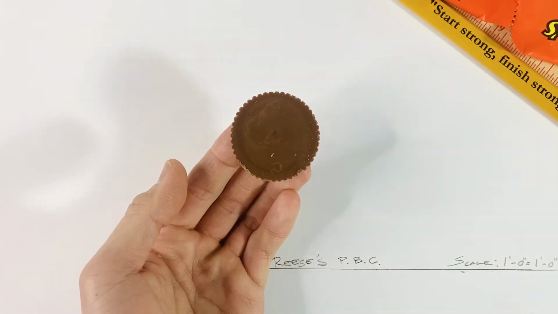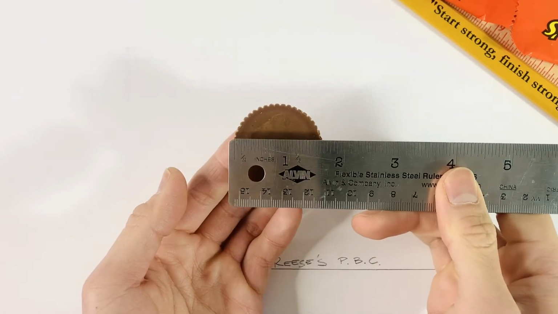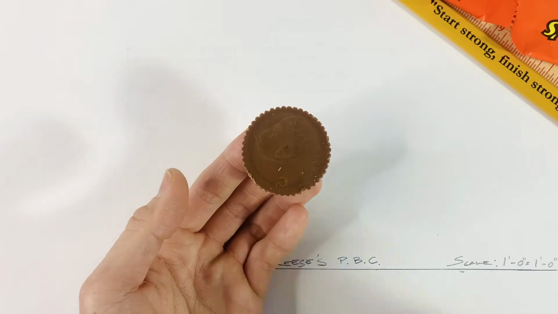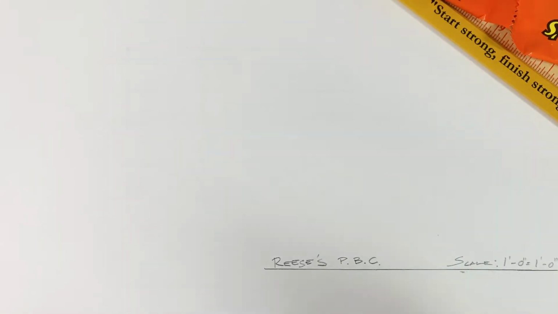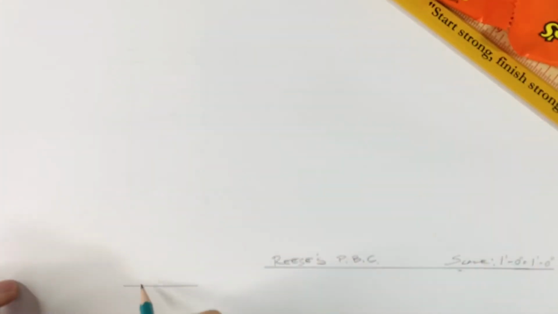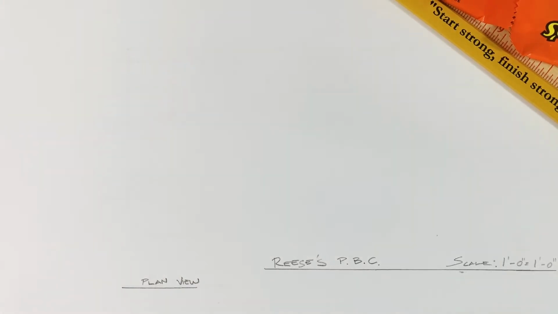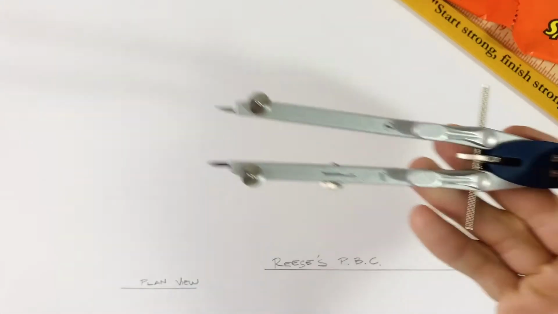So let's start with the plan view. Plan view, you're literally looking at it. It's you looking down at something. So let's find the measurement for this guy. Let's write down plan view because this is the plan view, which literally is looking down at the piece.